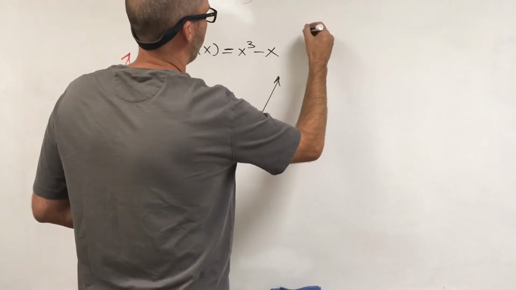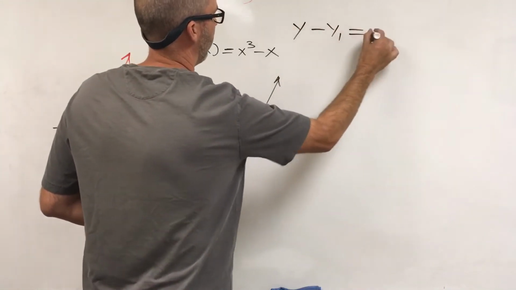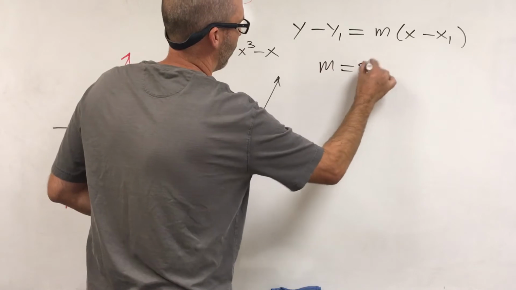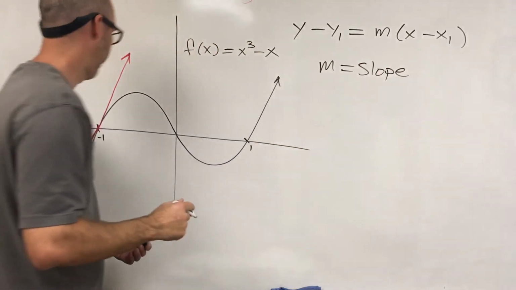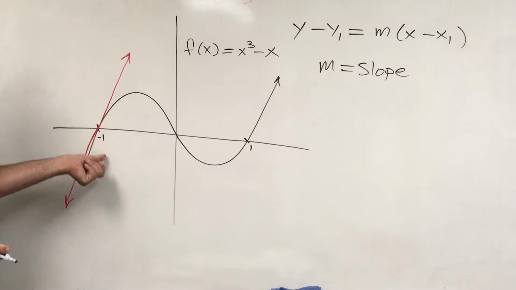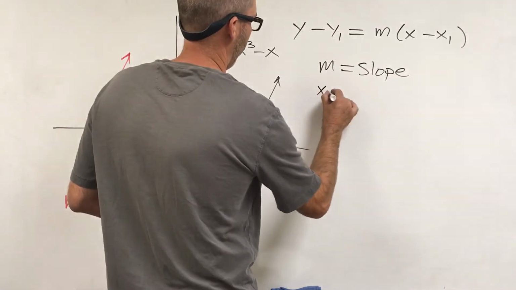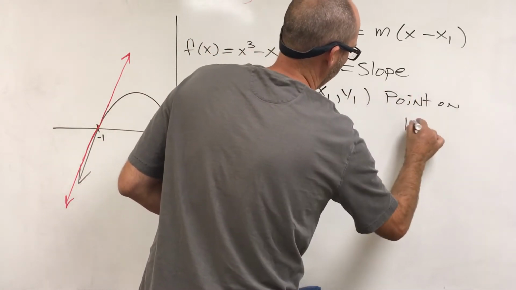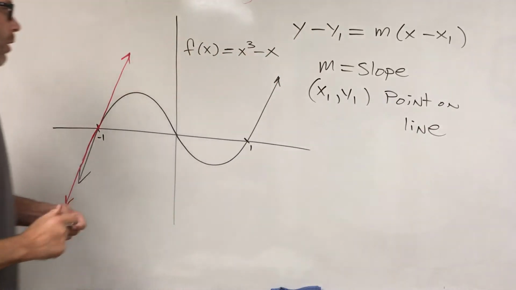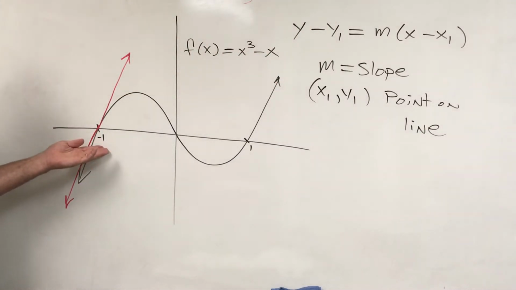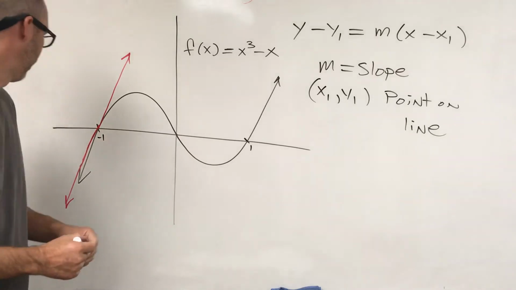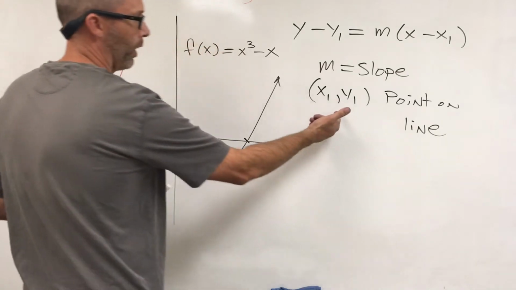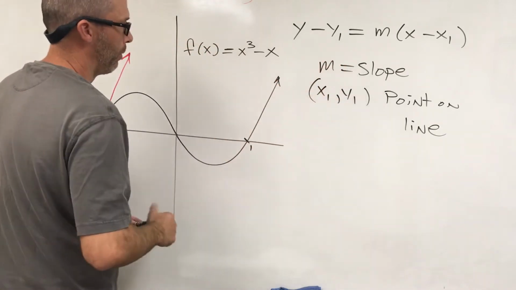Okay, so point-slope form, we have y minus y1 equals m times x minus x1. m is the slope at the point that you want. Here, the slope at -1. And x1, y1 is a point on the line. So we want to know the slope at -1. Okay, so we need two things. We need a point on the line and the slope of the line at -1.